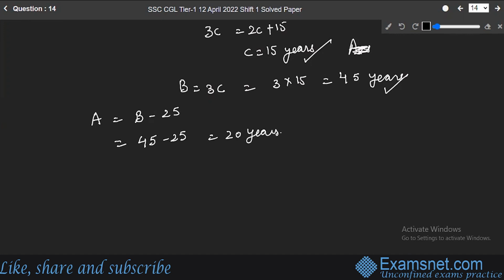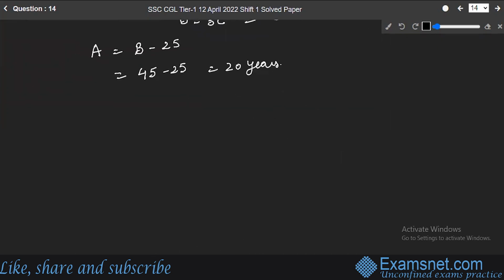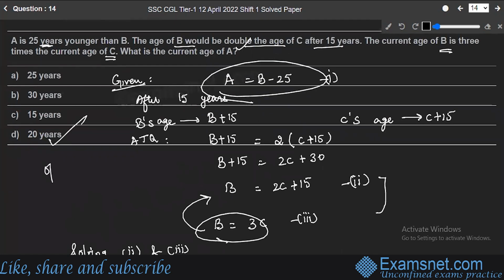Let's see what was asked in the question. It was, what is the current age of A? We just solved, the current age of A is 20 years. So that is your answer. Option D is the answer to the question. Hope you are clear. Let's move to the next question.